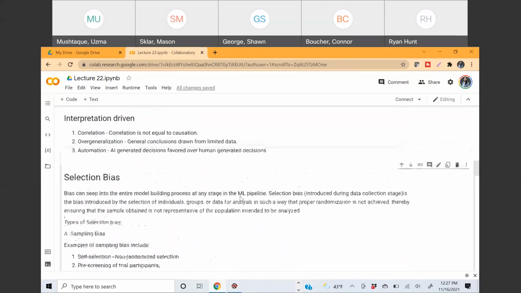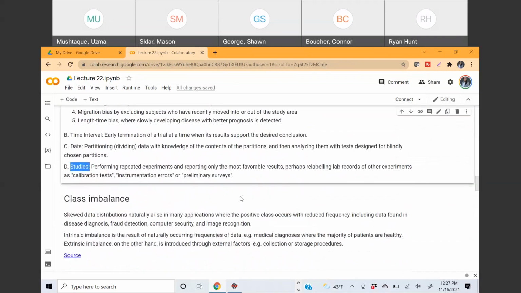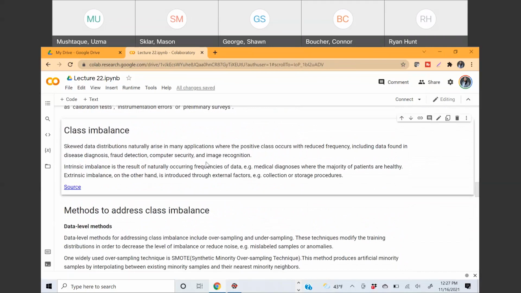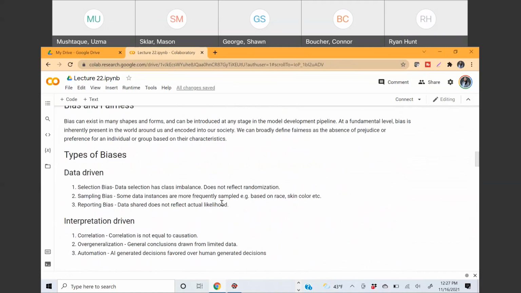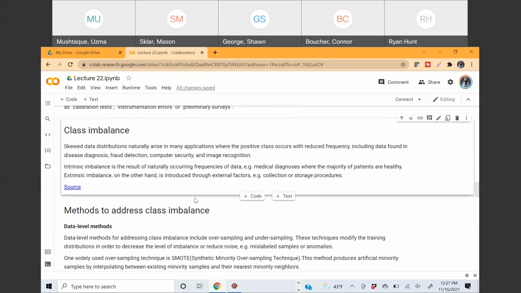So all of these are examples of selection bias, and there are different types of selection bias. Let's focus on one thing that's pretty common in machine learning models. That's class imbalance, which is part of our data-driven bias. We know class imbalance occurs in a lot of data sets. As I just said, in medicine and in banking type areas, the positive class sometimes occurs with a reduced frequency, and that makes this imbalance give us results that are not quite what we would like to have, right?